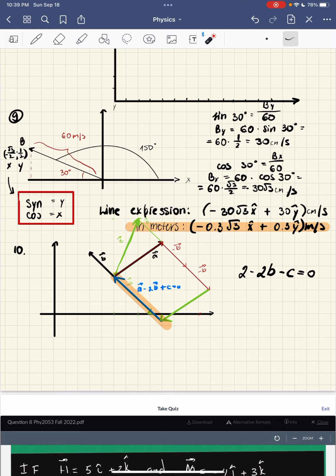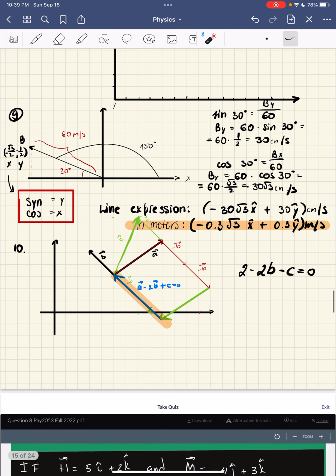So if we imagine that this is a triangle with the angle 30 degrees, we can find how big x is and how big y is, right? And after this, we can find the vector expression. So to find this part of the triangle, we can use sine. So we know that sine, let's do this.